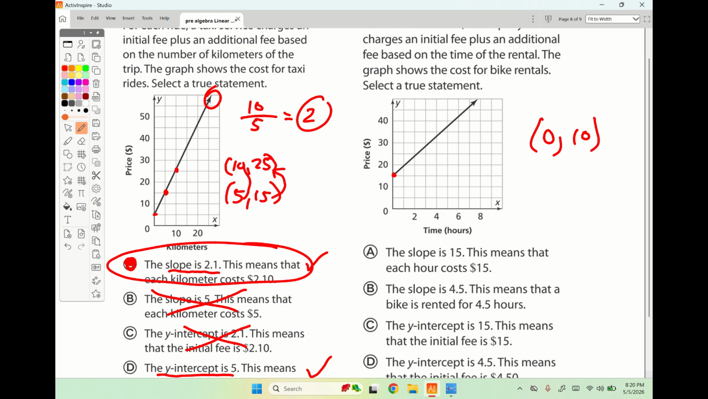So now between the two that we have to see which one's worded correctly. The y-intercept is always your starting point. What's another word for start? Initial, beginning. So this one says initial is 15. That is correct.